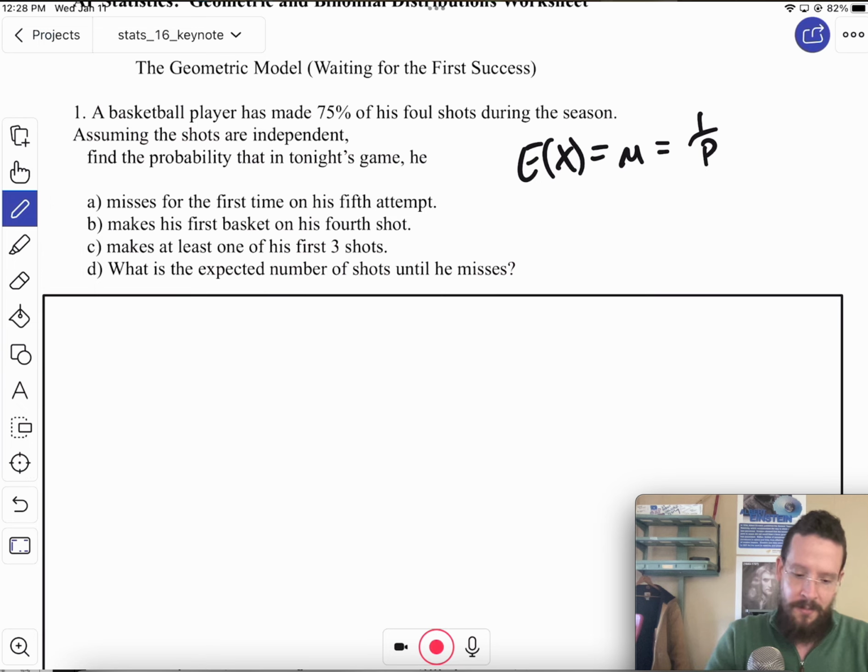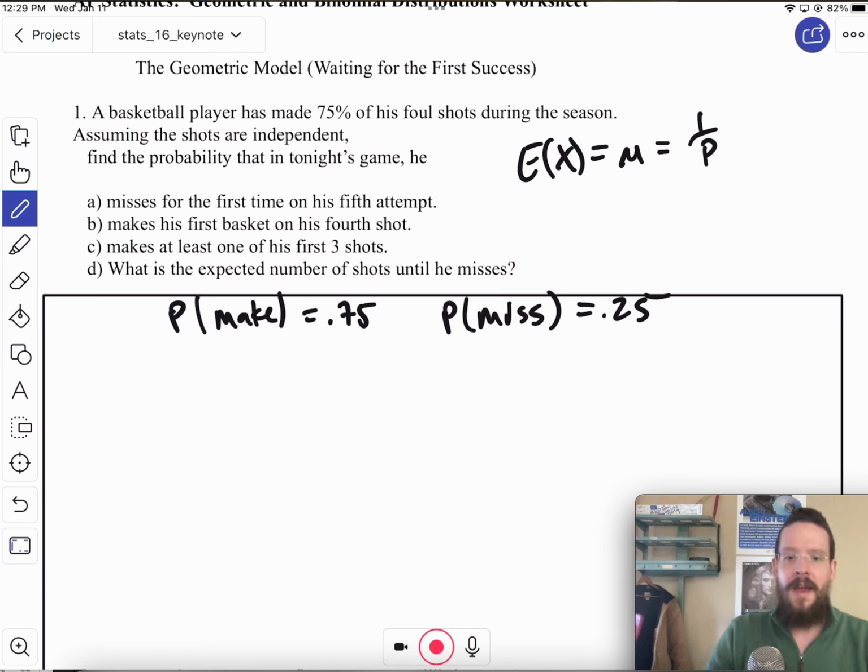Okay, so the probability a basketball player made the foul shots during the season, so probability of a make is 0.75. We often call this P. This is the probability of a success, or something that we're looking for. I'm just going to leave it as a make, just so this can hit home. That means the probability of missing is only 0.25, 25%.